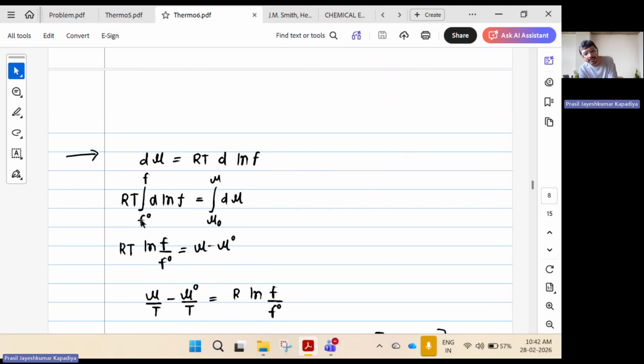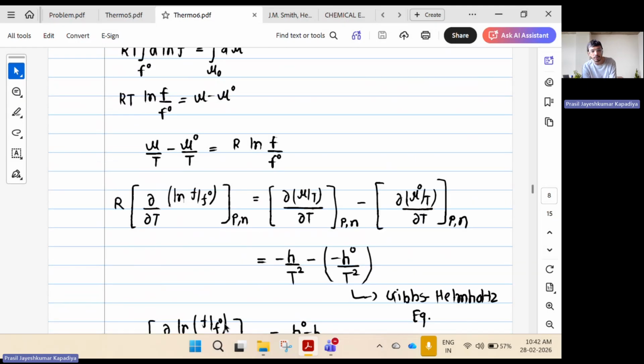So RT into integration F0 to F differential of ln F will be equal to integration mu0 to mu d mu. So RT into ln F by F0 is equal to mu minus mu0. So what can I write? Mu by T minus mu0 by T is equal to R into ln F by F0.